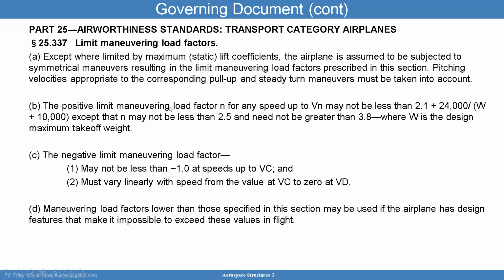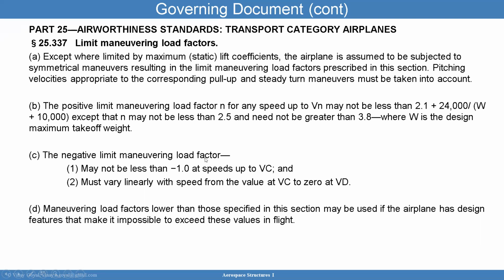The positive limit maneuvering load factor n for any speed up to Vn may not be less than 2.1 plus 24,000 divided by the weight plus 10,000. Except that the load factor may not be less than 2.5 and may not be greater than 3.5, where W is the design maximum takeoff weight. We'll be talking a little bit more when we talk about the VN diagram, but just keep in mind that there's a limit to maneuvering load factors.